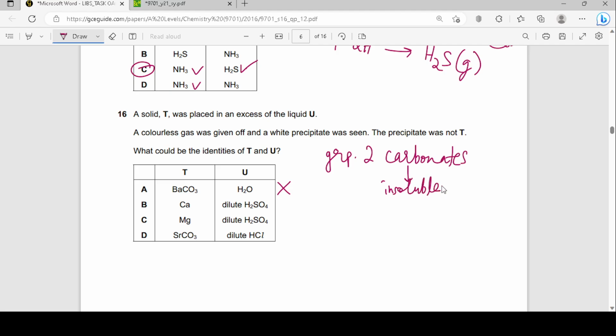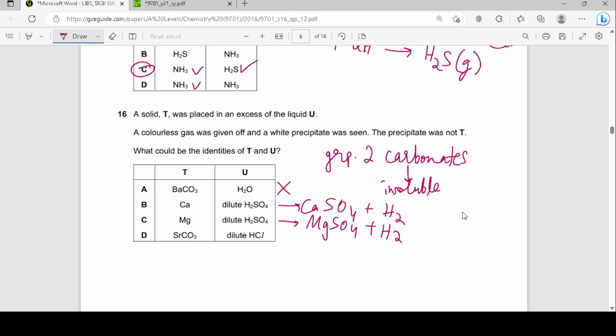Actually, all carbonates are insoluble in water except group 1 carbonates and (NH4)2CO3 as well. Other than group 1 carbonates and ammonium carbonate, all carbonates in general are insoluble. But yes, there will be no reaction here. Then over here, for Ca plus dilute H2SO4, you would get CaSO4 plus H2. And in fact, for the one at the bottom, you would also get MgSO4 plus H2.